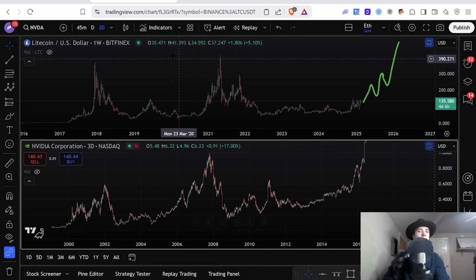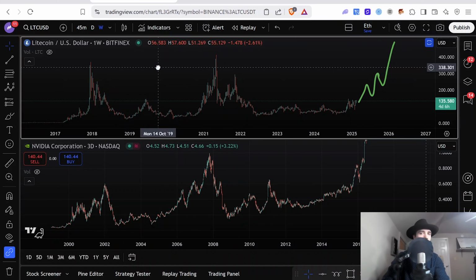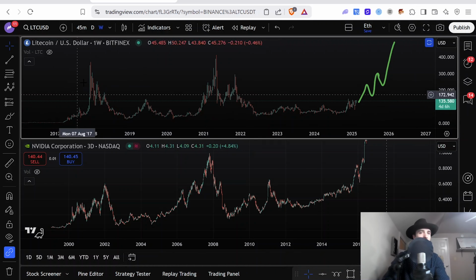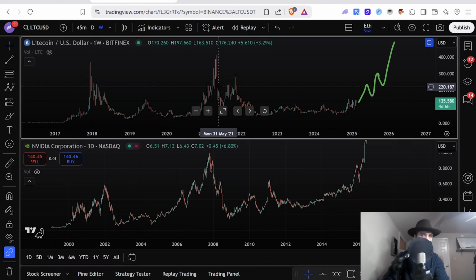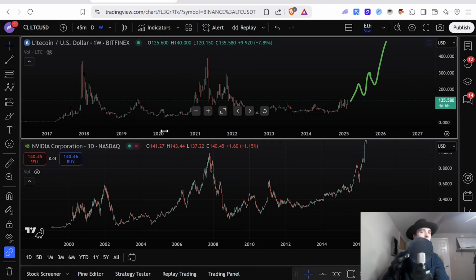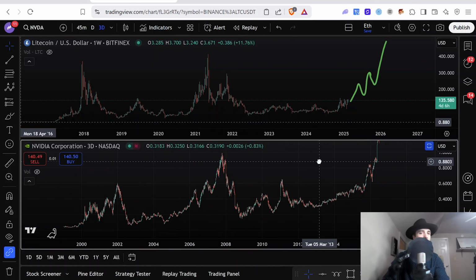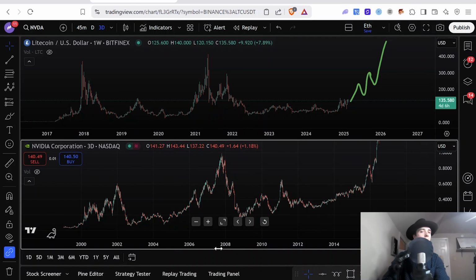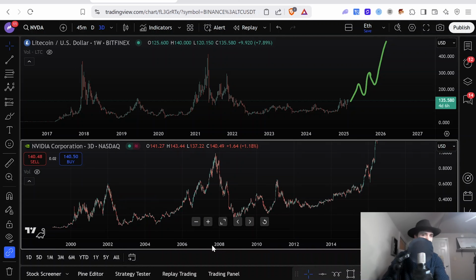So that's what I'm expecting here for Litecoin in the big picture, a massive uptrend to start. This is 8 years of accumulation, and we have seen some bull markets along the way, like in 2017 and in 2021, but we have not yet seen a big vertical breakout and a massive uptrend like what happened to Nvidia here. And that's what I honestly believe is coming for Litecoin.